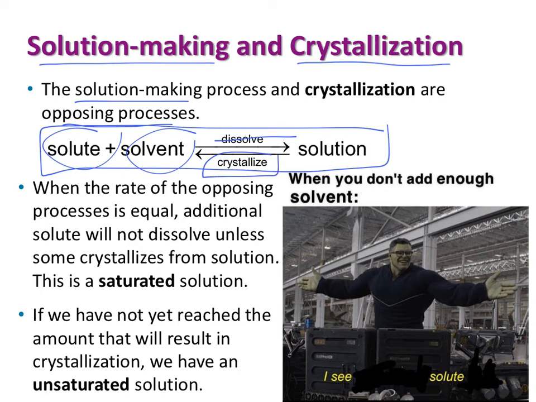So when the rates of the opposing processes are equal, if you keep adding solute, it will not dissolve. And what you end up getting is a saturated solution. Whenever you have not reached the amount that will result in crystallization, if you reverse the reaction back, then you have an unsaturated solution. So it's not at the complete mark.